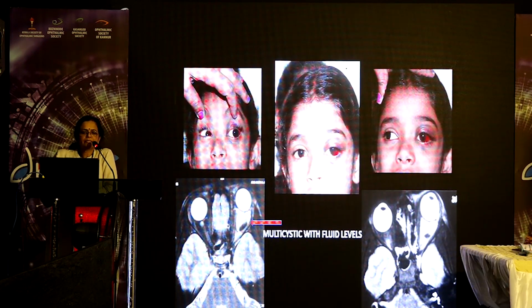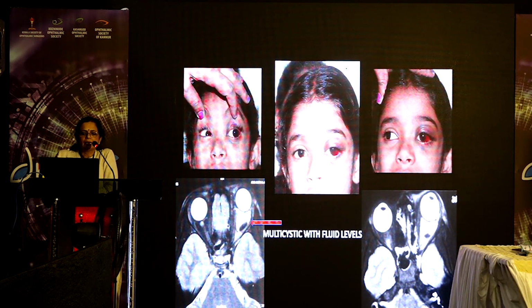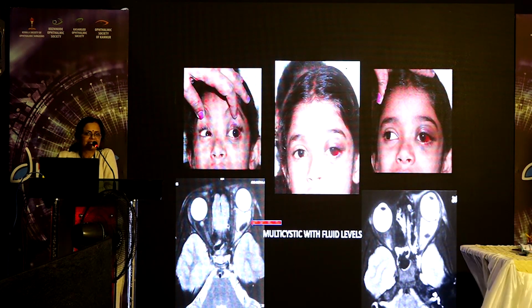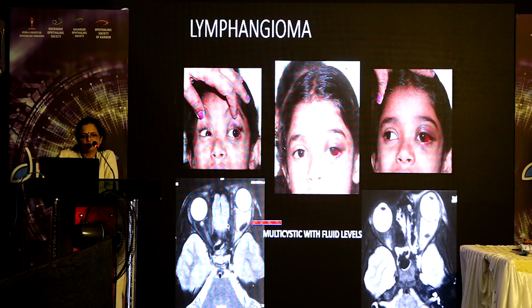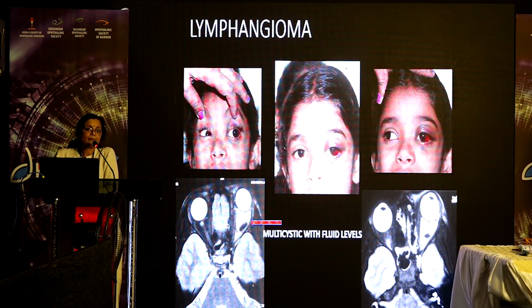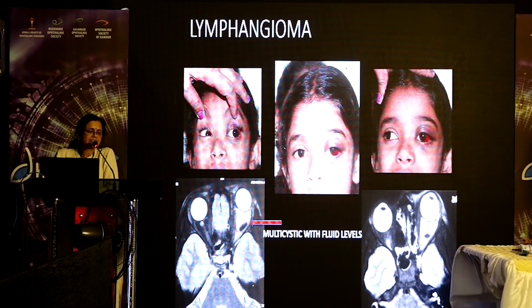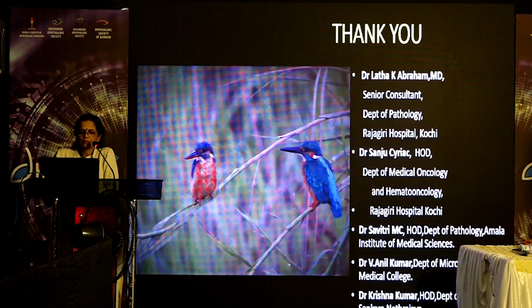A young child with rapid increase in proptosis with subconjunctival hemorrhage and multiple fluid levels and cystic lesions seen in the orbit could be a lymphangioma. Lymphangioma is a clinical diagnosis. You need not always biopsy it. Multiple cysts will be seen. Microcysts and macrocysts will be seen. Thank you.